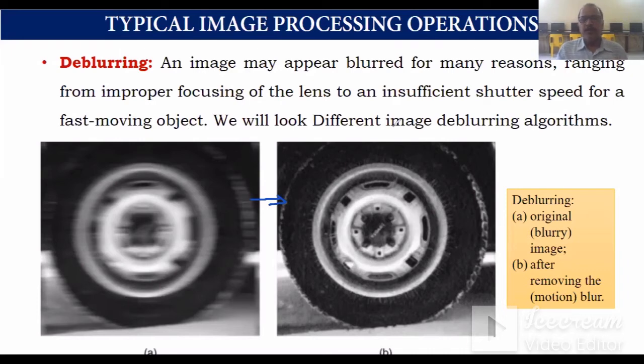We will look at different image blurring algorithms in the next chapters. There are a number of different algorithms which are used for blurring and deblurring purposes. Deblurring is one of the techniques. Now see, the clear difference will be shown in this image.